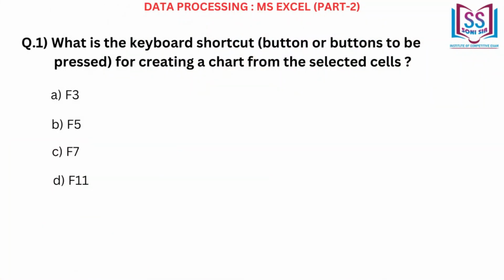What is the keyboard shortcut button or buttons to be pressed for creating a chart from the selected cells? A. F3, B. F5, C. F7, D. F11. Correct answer D. F11.